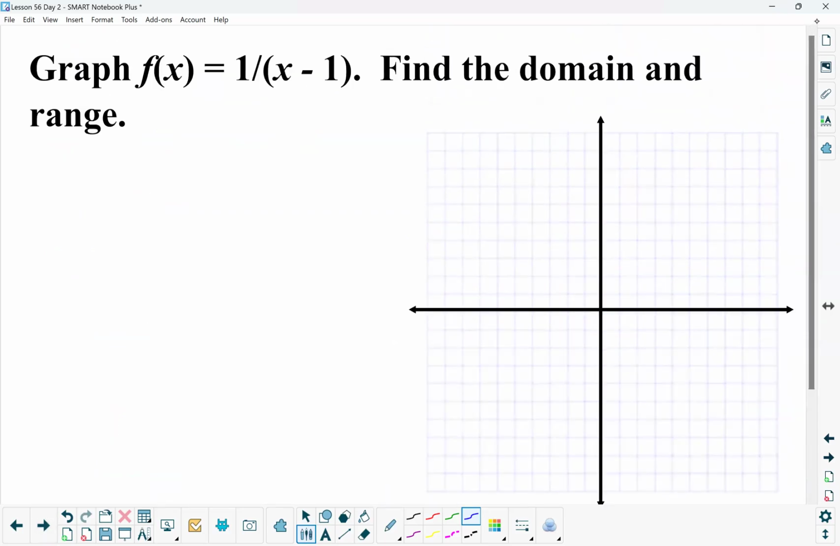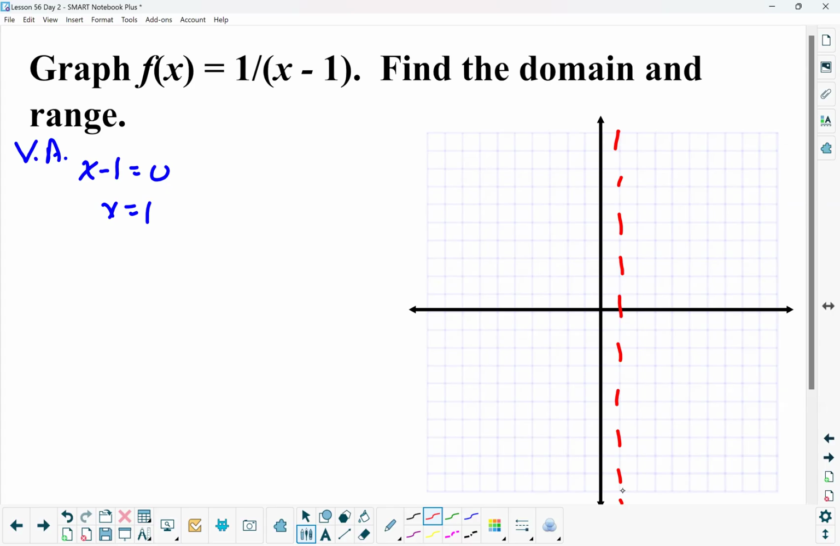Checking this example, f of x is equal to 1/(x minus 1). Even though it doesn't say to find the asymptotes, I think that's an important part. So x minus 1 equals 0. This is my vertical asymptote. Set my denominator equal to 0, solve for x. X equals 1 is my vertical asymptote.